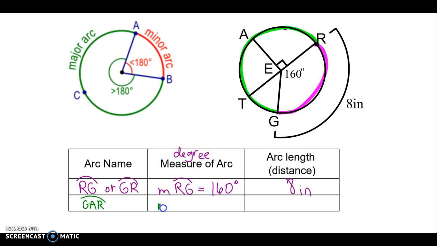And what's the measure of arc RAG or GAR? How do you get 200? Right, 360 minus the minor arc measure. And I did your question. Someone asked, can we do 4 letters? So could it be RATG? No, you cannot. It's only 3 letters.